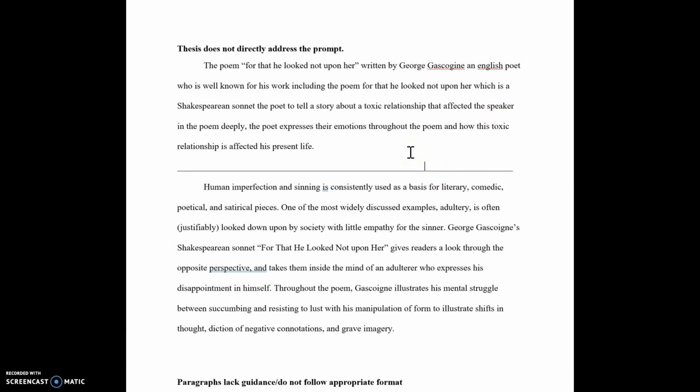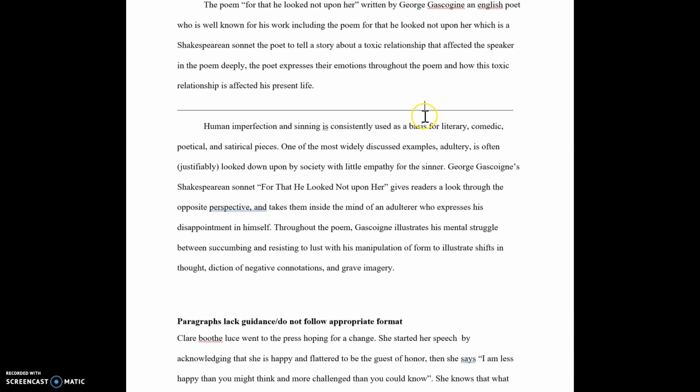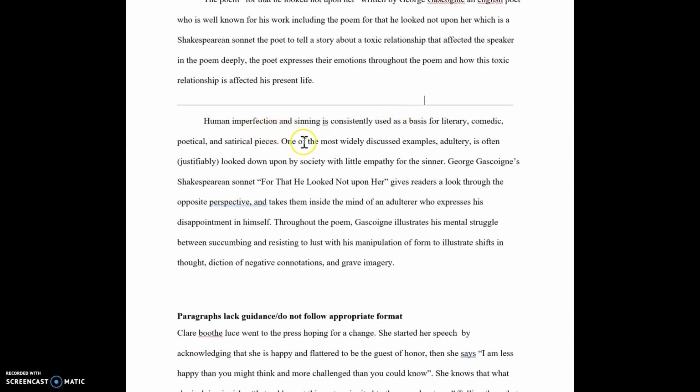Now, we can fix something like this by giving the how. So if we look at the second example, "human imperfection and sinning is consistently used as a basis of literary comedic." We don't need this fluff, all right? But you have fluff. That's great. Lovely. Beautiful. "Throughout the poem, Gascon illustrates his mental struggle between succumbing and resisting to lust with his manipulation of form to illustrate shifts in thought, diction, and negative connotations and grave imagery."